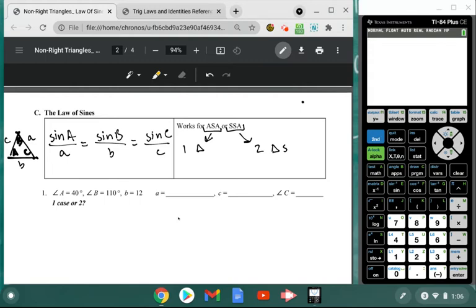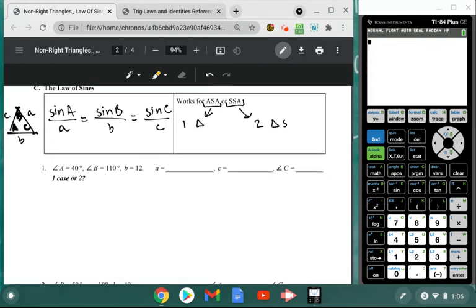Let's go ahead and work on this first one. So this first one, I've got two angles. So I'm guessing it's going to be my angle side angle case. Let's go ahead and draw up a triangle. I'm going to start with one of my angles here. So about 40 degrees. So A is 40. B is 110. So angle B is 110, and then side B is 12.